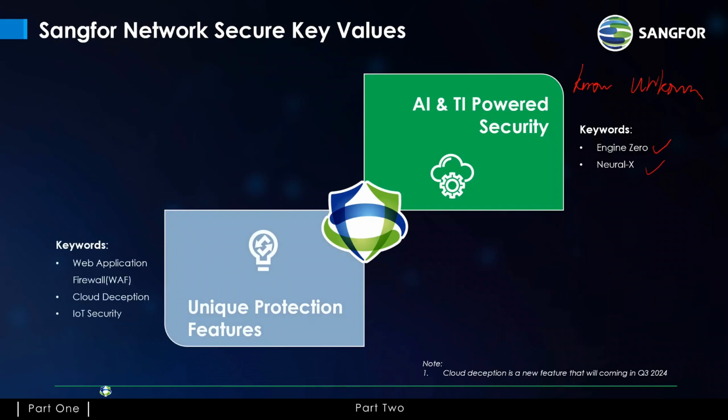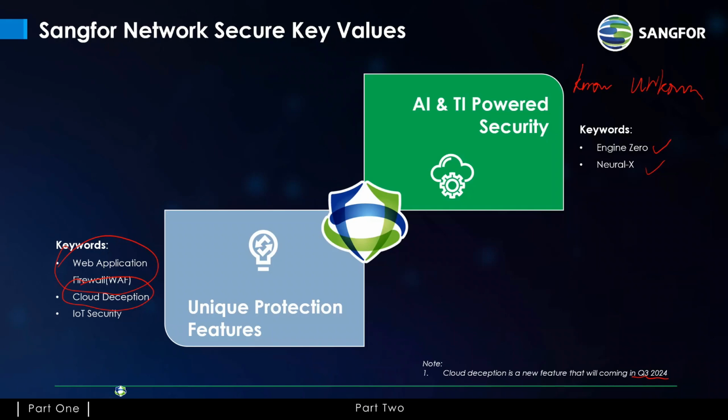One step further, we offer our customers some unique protections, for example, web application firewall and cloud deception. We are the firewall that embeds these two features into the firewall product, which is quite unique. Most other firewalls don't have them, especially cloud deception, which will be online later this year in Q3 2024. Those unique features help our customers fight against dedicated threats better. For example, WAF helps our customers protect their web application systems better. Cloud deception helps our customers detect and stop malicious insiders better.